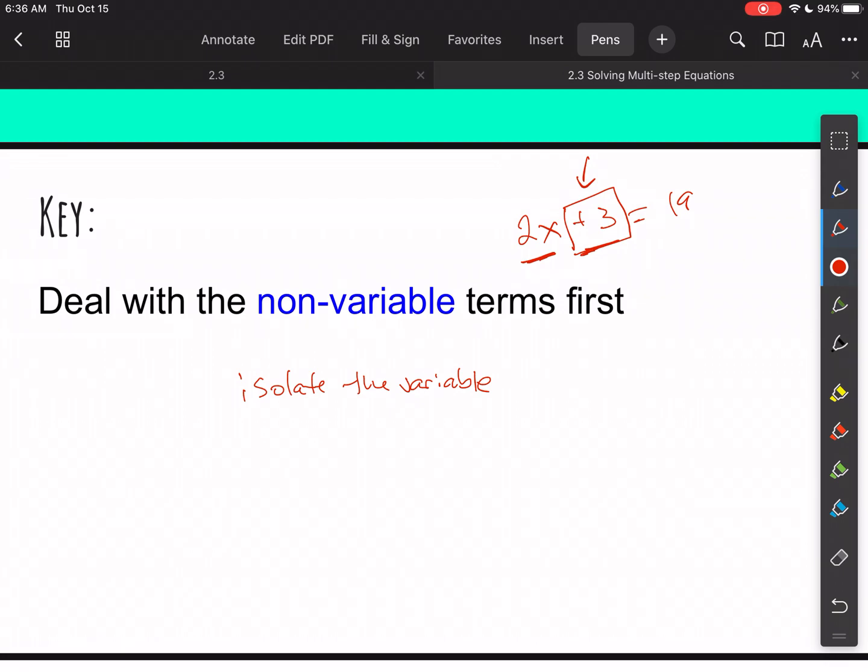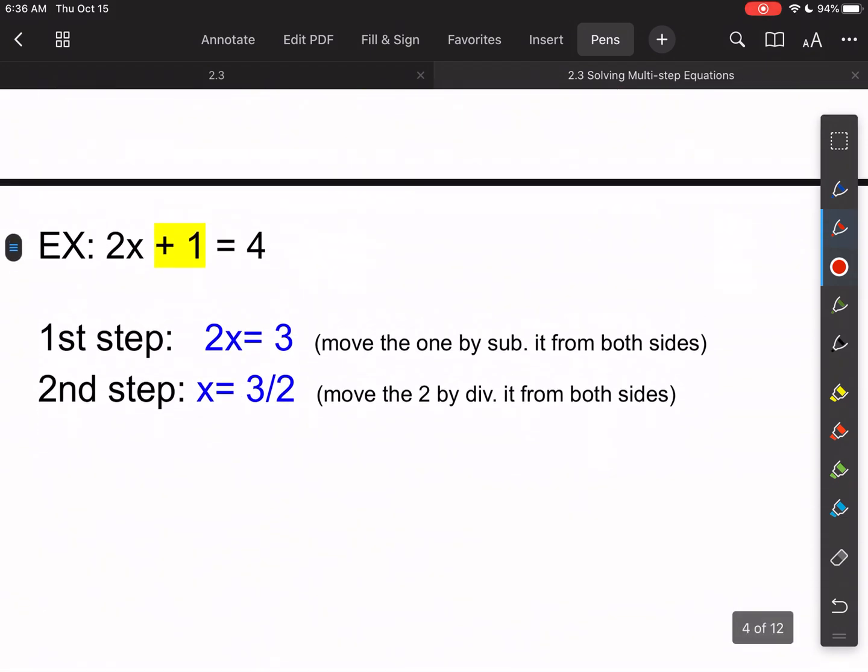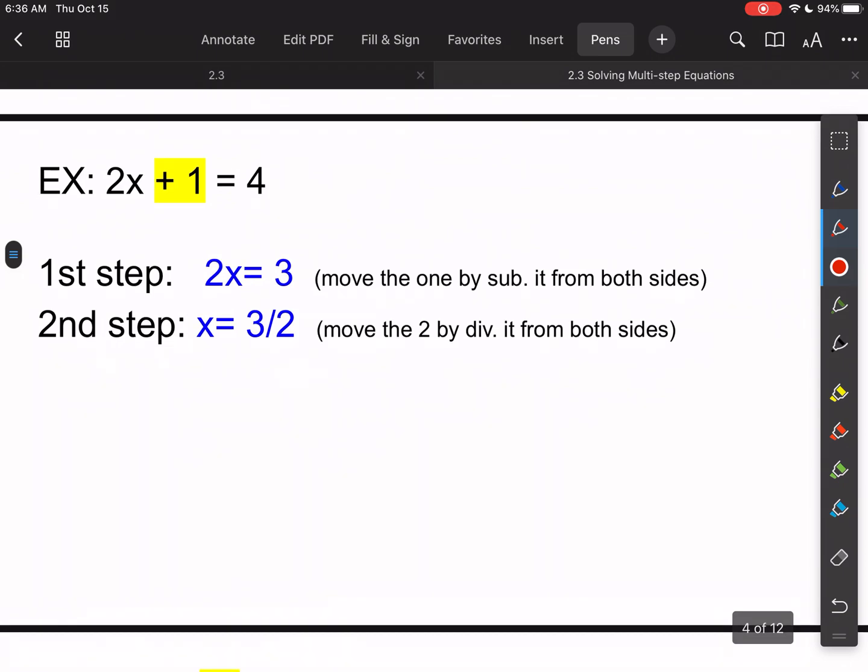That is the key to everything that we're going to do today. We're always trying to get the variable by itself. That is the goal. So here we go. For the first example, we have 2x plus 1. We want to isolate the variable, so we're going to deal with this thing first.